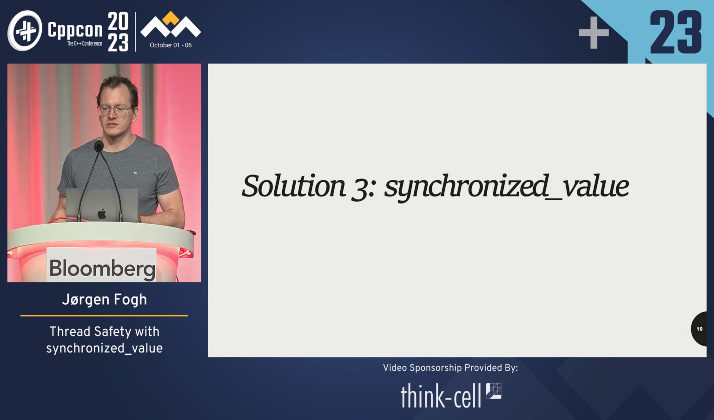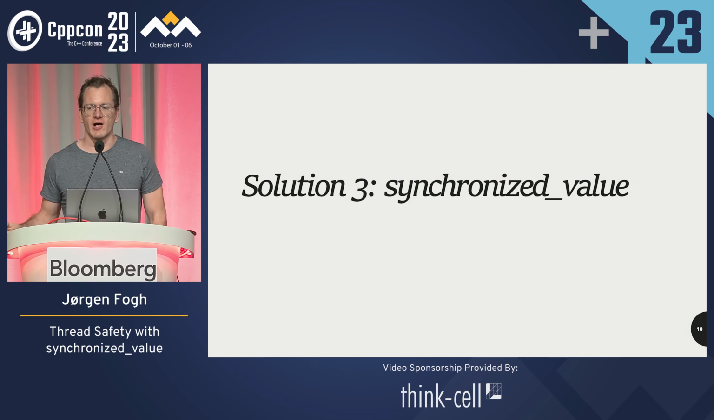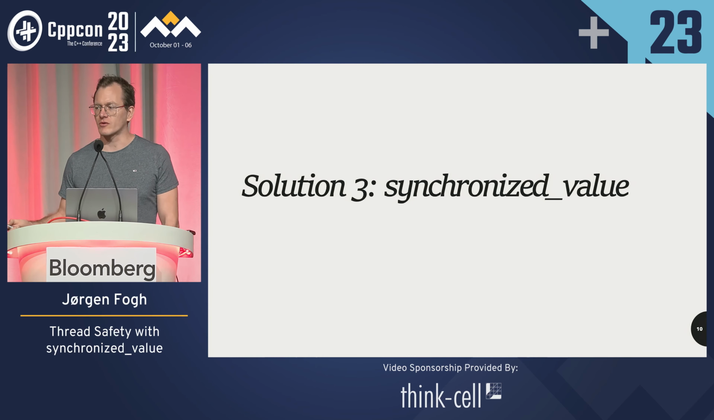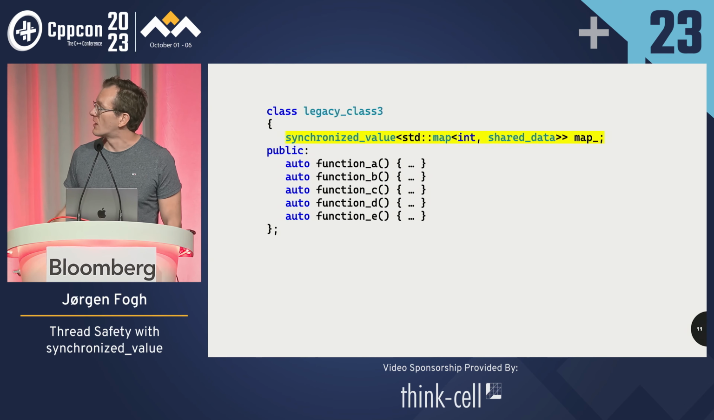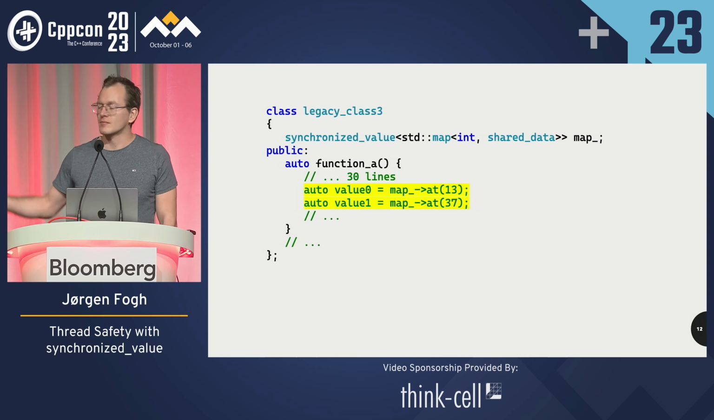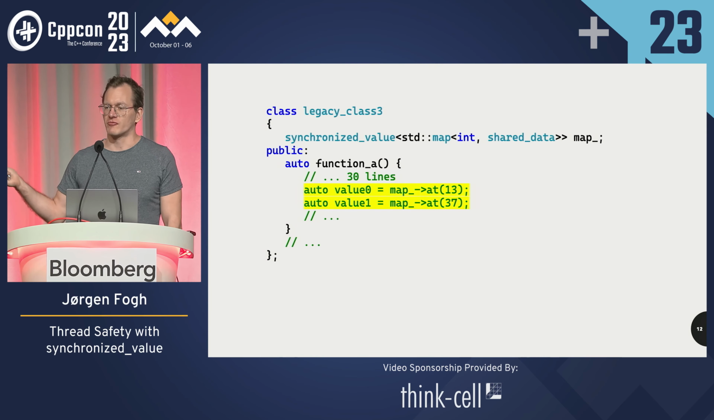And then there is the really good solution, which is synchronized value. It does the same thing, but without the boilerplate. So you just wrap your data in a synchronized value, and now you get an arrow operator. You can just call the methods on the map that you have wrapped in the synchronized value, and it would just magically lock the mutex for you.